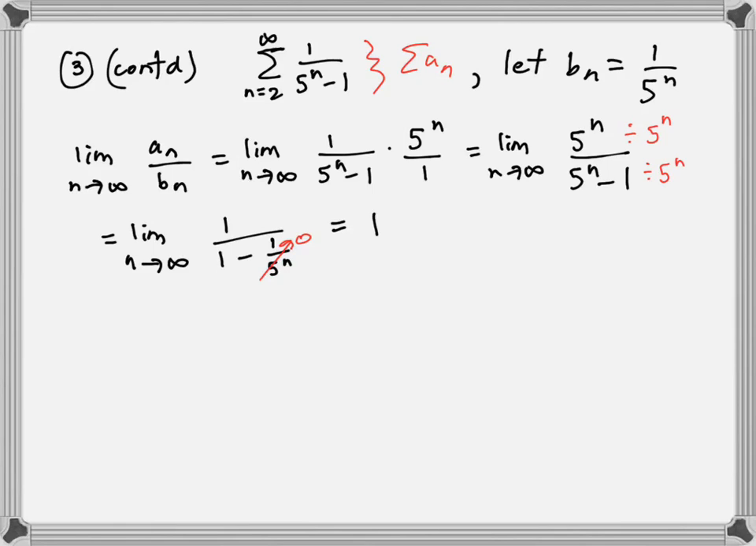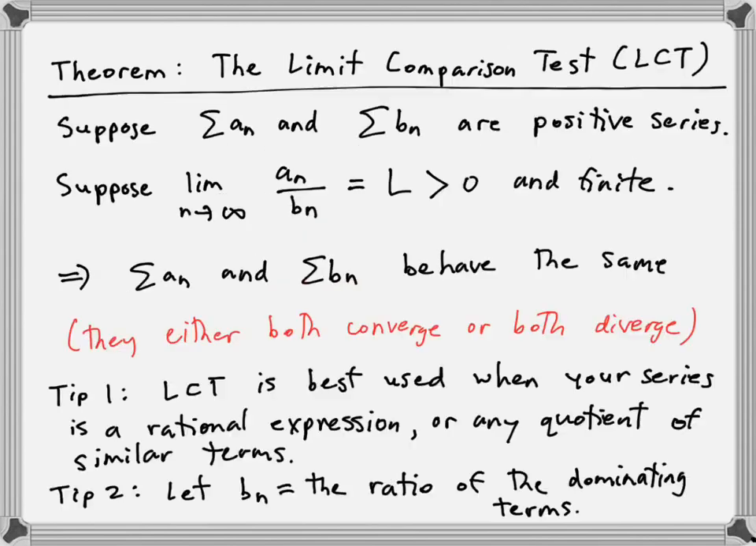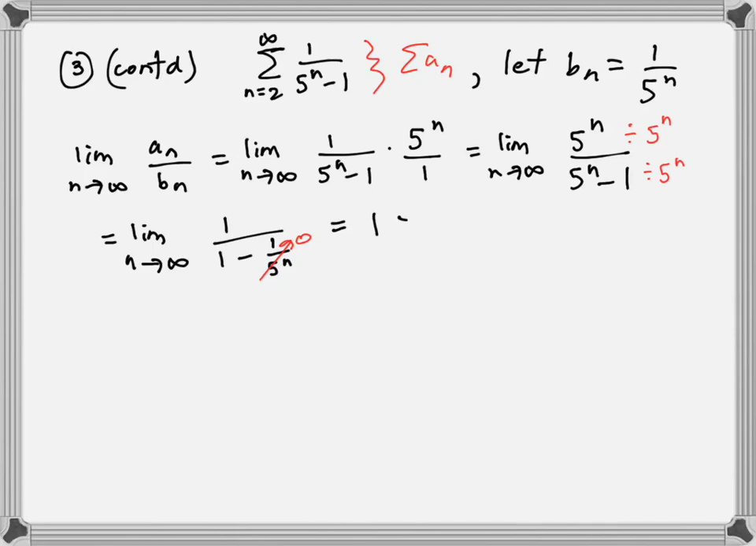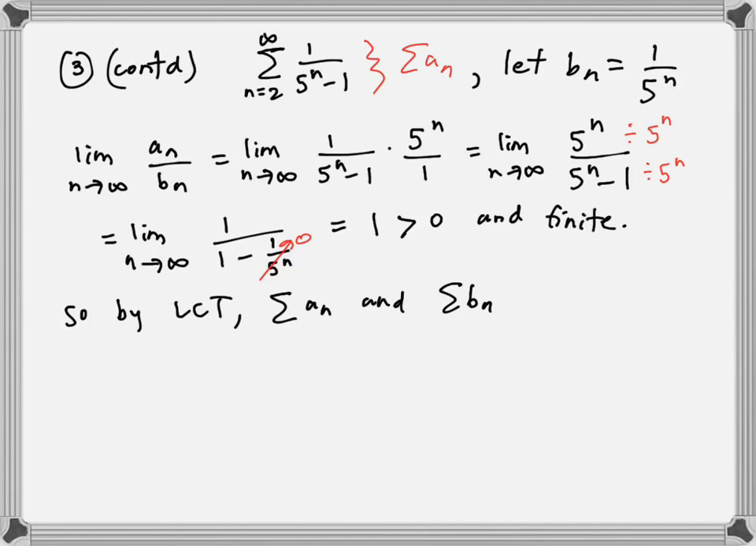Is this good? Yes, it is, because if you come back here, we said that as long as you get something that is greater than 0 and finite, then they behave the same. So I'm going to say that this is greater than 0 and finite. So by the limit comparison test, this series and this series behave similarly.